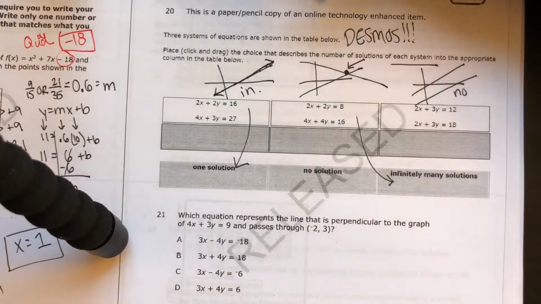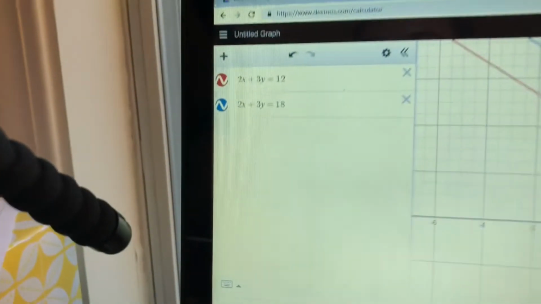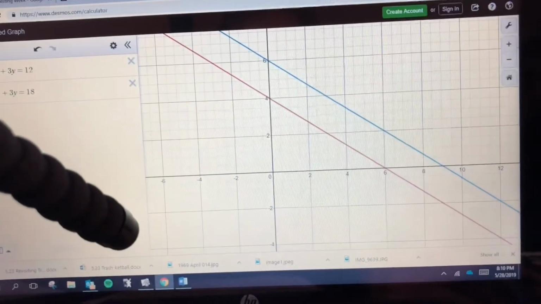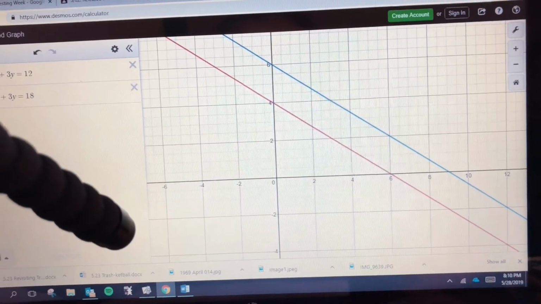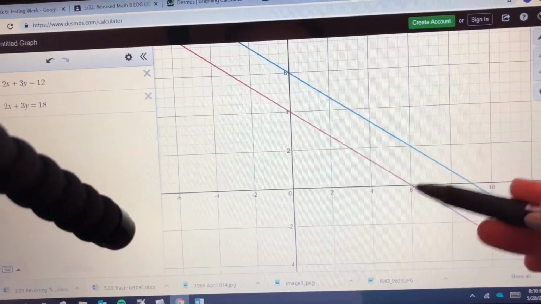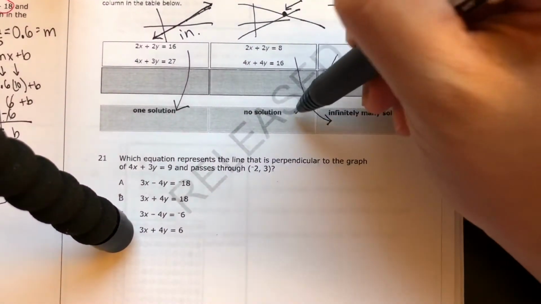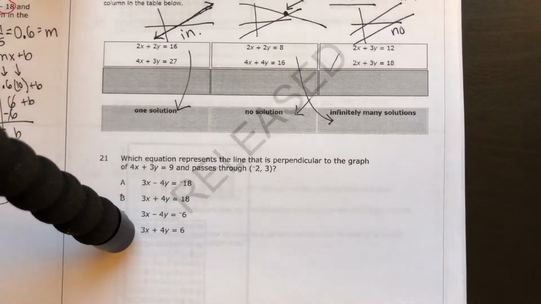Lastly, I have these two. I've also put it in on Desmos already. So this matches the last one. If you take a look at the graph, they are two parallel lines. These lines never intersect, they never touch, which means they have no solutions. So this last one right here is no solutions.